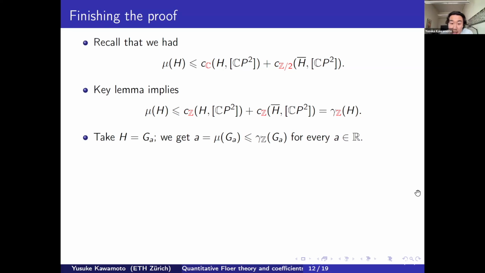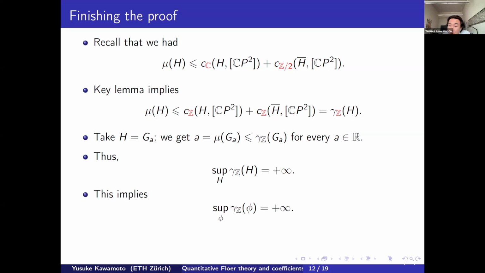And because mu is smaller than gamma over Z, and because we have freedom to choose A, it proves that this gamma Z could be as large as you want. And this also proves that gamma Z could diverge over Hamiltonian diffeomorphisms. So this is the proof of Theorem A for CP2.